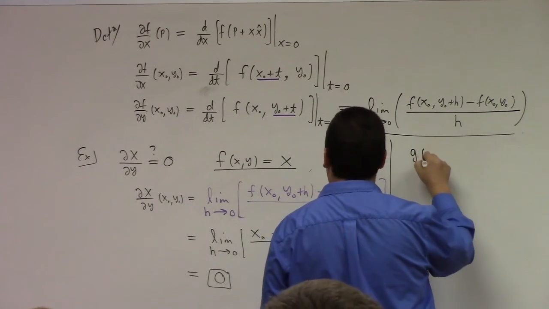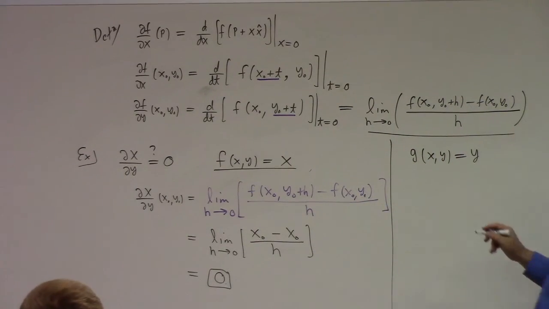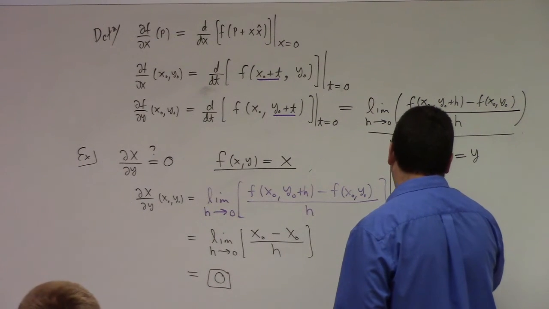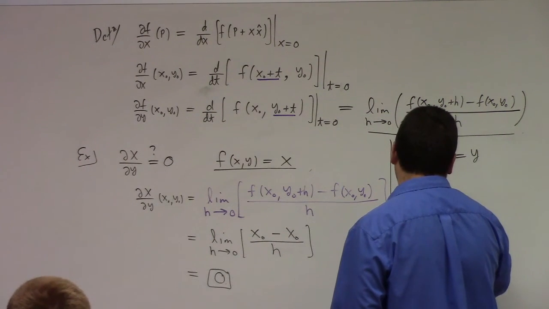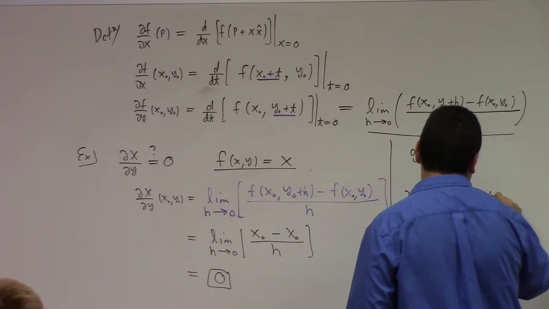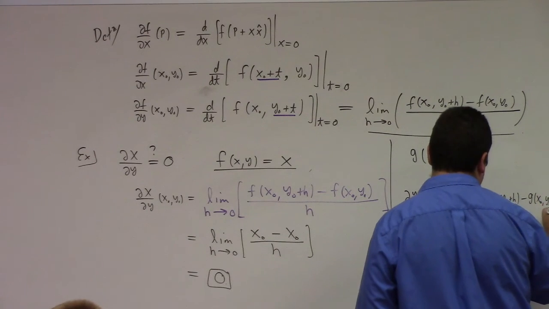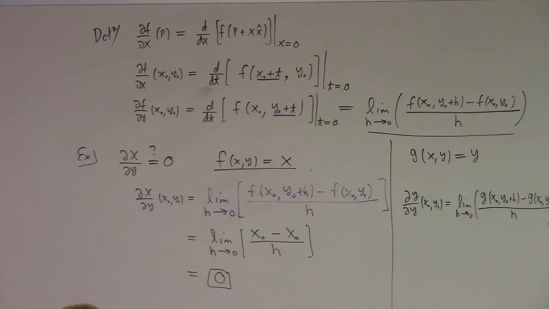If I let g of x comma y equal y, and I calculate partial y in the same way, what happens at the point x naught, y naught? Again, the difference quotient, I'm taking the partial derivative with respect to y, which means I just vary the y component holding x fixed. But g is the y function, right? So what does g do when I feed it the pair x naught comma y naught plus h? What comes down?